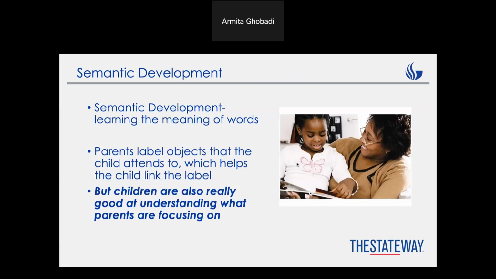Semantic development is very important because in semantic development, they learn more about the meaning of words. The role of parents here is very important because they can help children a lot. Parents are so good at the moment when a child is attending to one object. Whenever a child is looking at something, parents can tell that this child wants to know the meaning and the definition of that specific object. So they start to talk about that object.